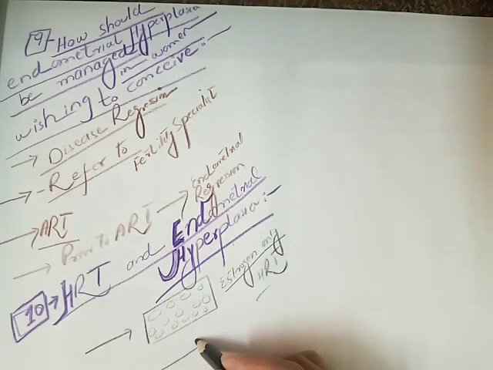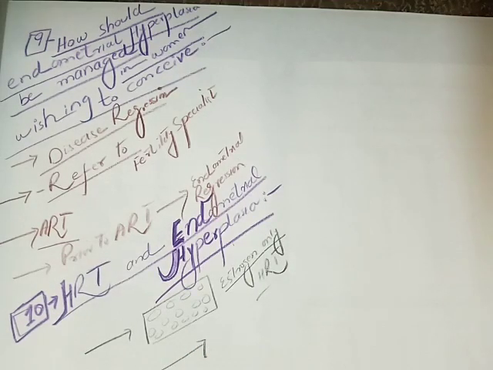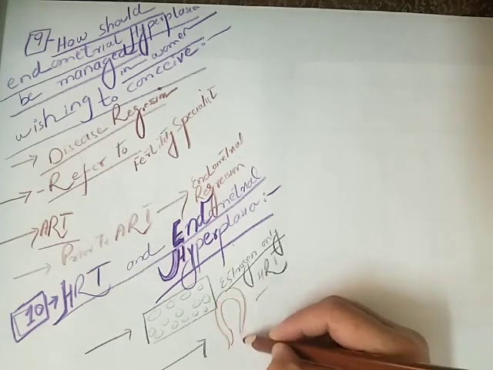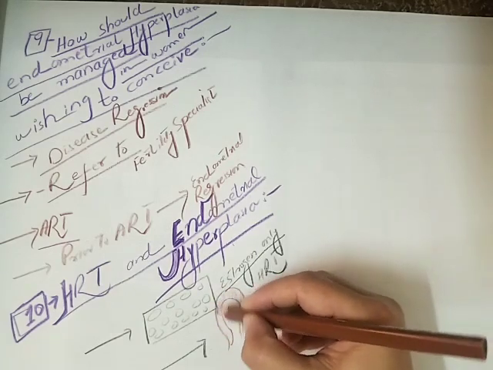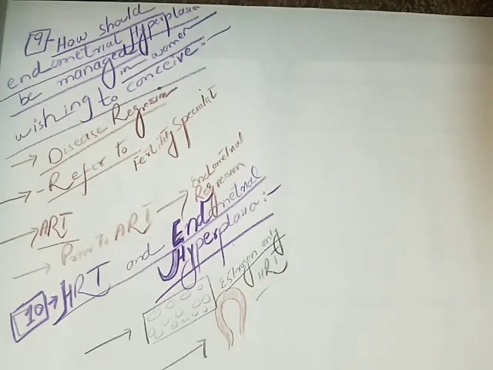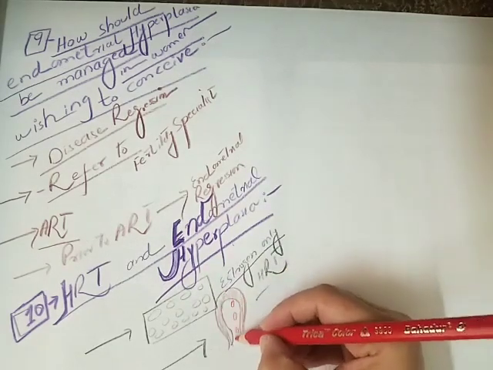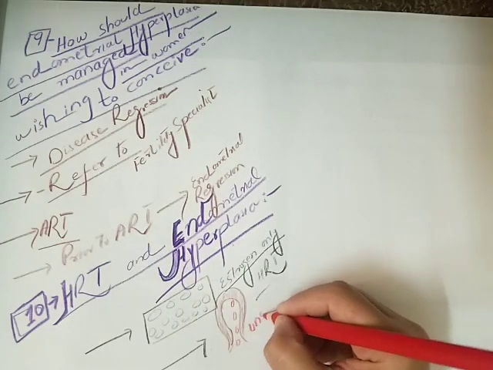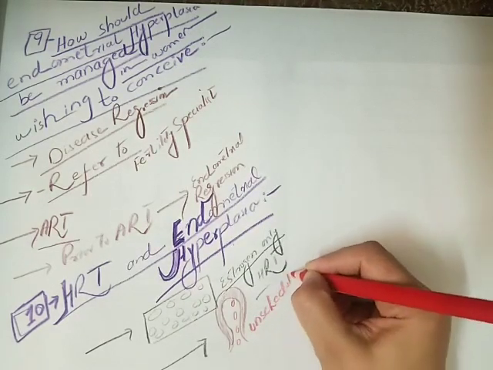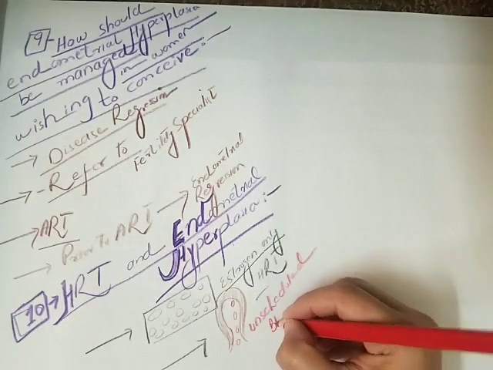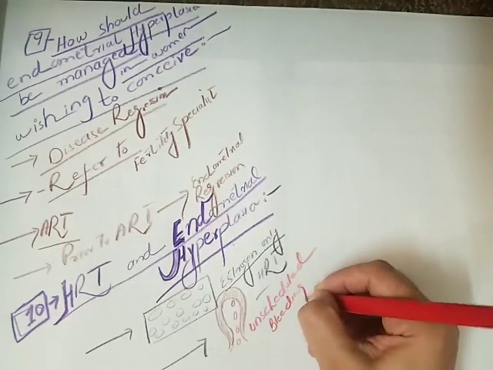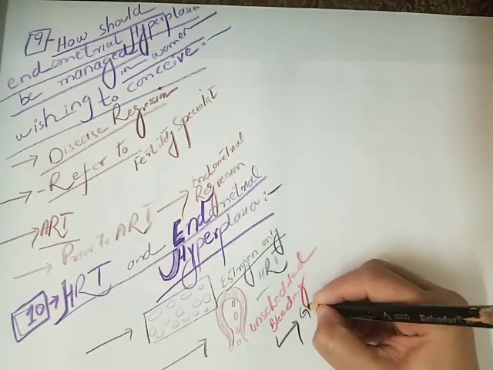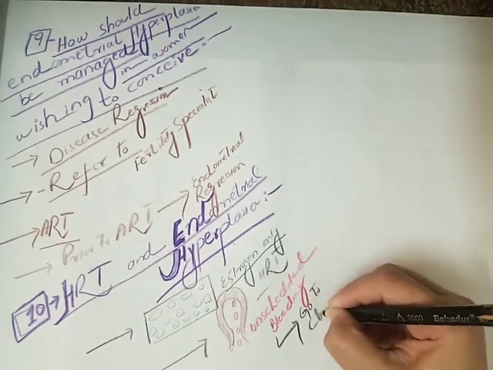Another thing is that women should be told that whenever she experiences unscheduled bleeding, she should contact her clinician as soon as possible. There might be women who have unscheduled bleeding whenever they are on HRT; they should go to the clinician in that case.